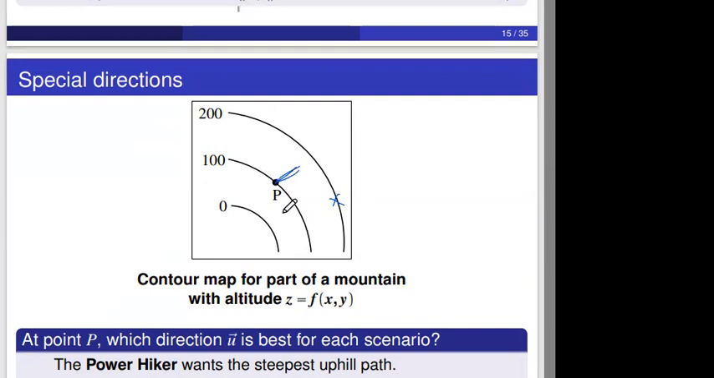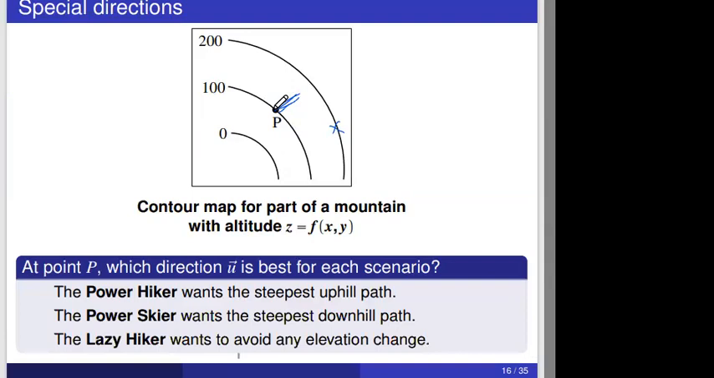Perpendicular to this level curve. So look at the height. Height is increasing in this direction. So the power hiker takes this path, and the power skier takes the opposite side.